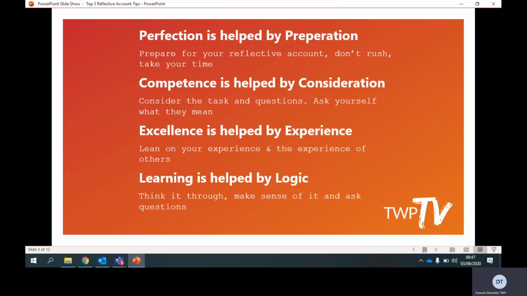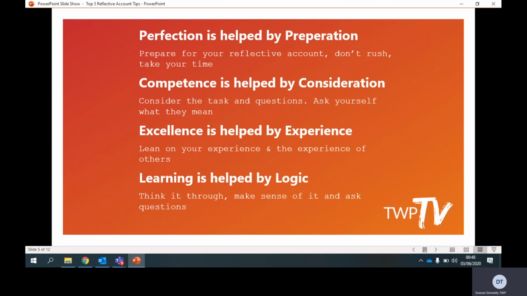Competence is helped by consideration. Consider the task. Consider the questions on the reflective account. Ask yourself what they actually mean. Excellence is helped by experience. Lean on your own experience, okay, and on the experience of others. So consider who else you may be able to access and ask questions based on their experience. Line managers, tutors, mentors, employers, okay.